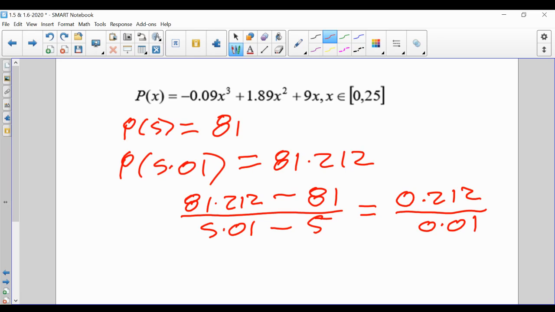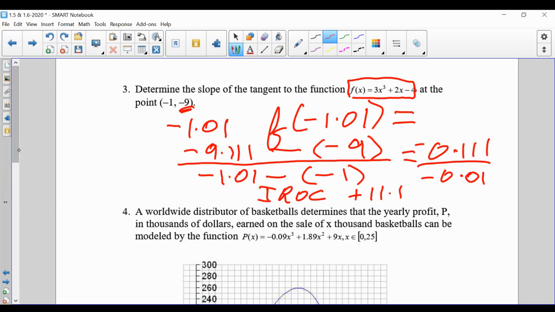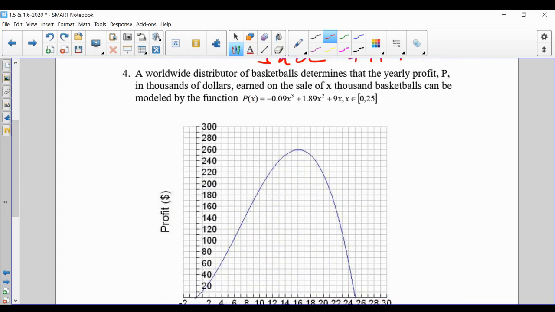All right. When I do the math on that, I'm getting 21.2. Okay. So the big question now is, what units make sense? Let me take you back to what this function represented. This function represents the profit when you're making a certain number of basketballs. They're both in thousands, so they kind of cancel each other out, right? So the profit is in thousands of dollars and the balls are in thousands.